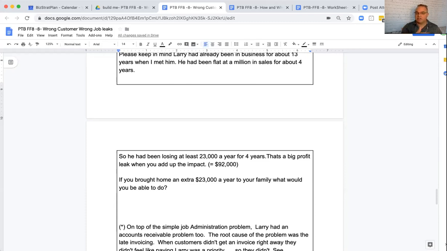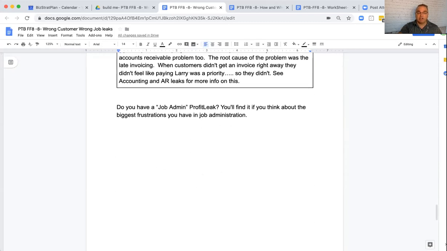It's not just your business. It's very common. Take a deep breath. Let's deal with it, okay? So hopefully you get a big one out of that. There is a profit leak there for you in job administration.